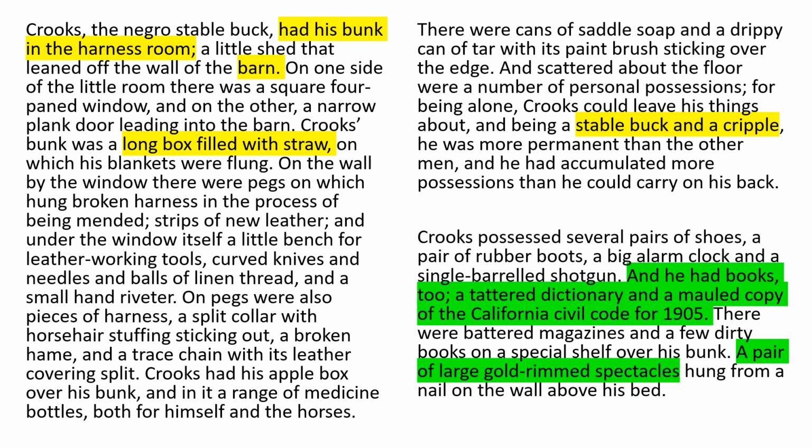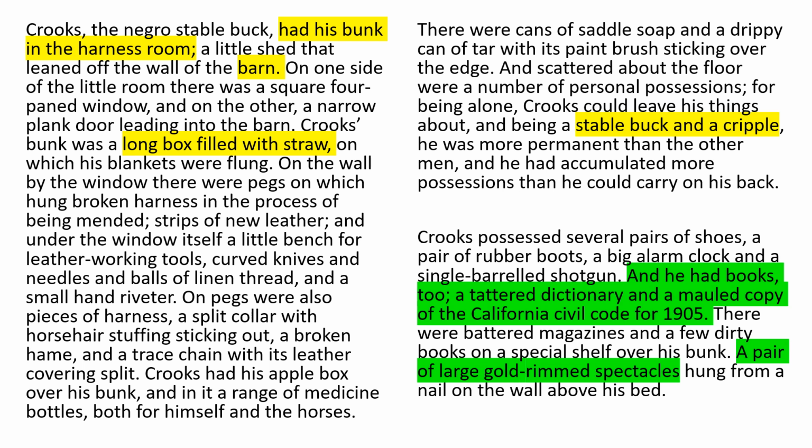That's also linked to this quote over here, the fact that Crooks was a stable buck and a cripple. Now I've picked this out because it gives us a new spin on Crooks's name. Somebody's a cripple if they are physically disabled. It's a very crude way of describing somebody who's got a physical disability. We would say it's not politically correct now. It's not appropriate. It's very rude to use that language.